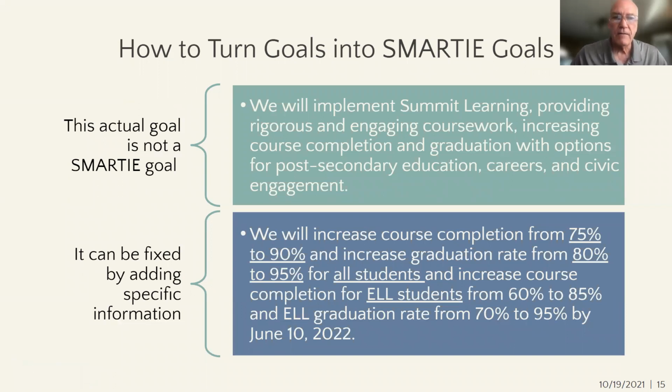So what I have here on the top is an actual SMART goal that was included in a school improvement plan. And you can see that it's missing some of the elements. So we can turn a SMART goal into a SMARTIE goal by adding just a couple of elements. First of all, we included the baseline data and the end data where we want to end up. We're talking about all students, and then we also included the marginalized group in this school, the ELL students. And we talked about what their goal needs to be in order to make it equitable for them.